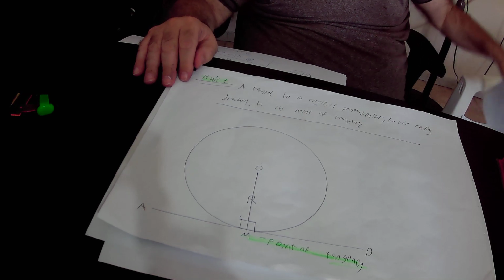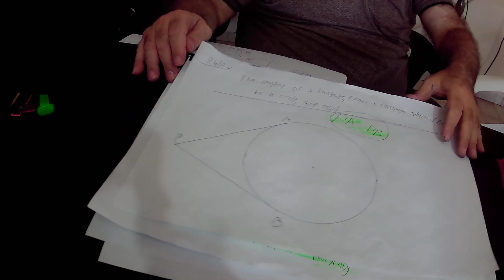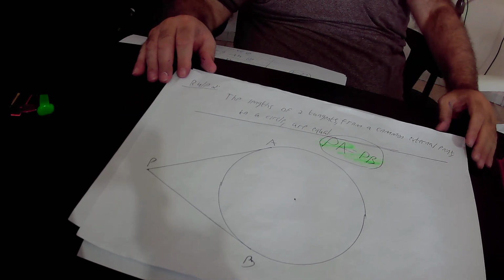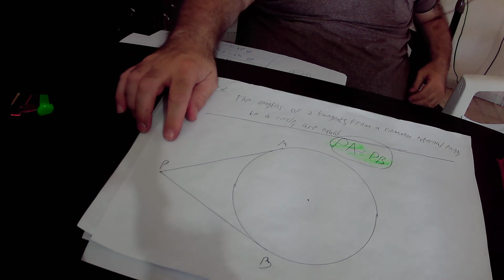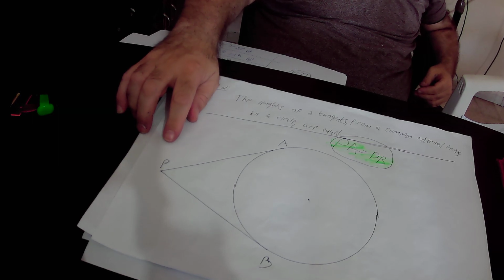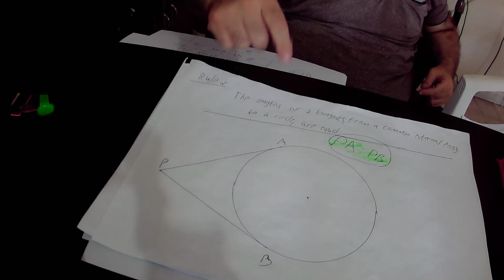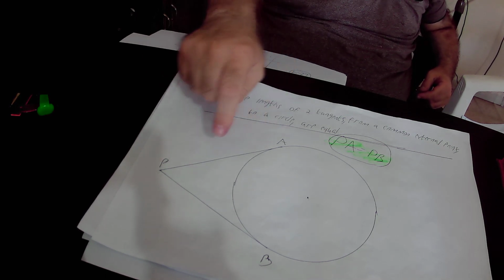Then I presented to you rule number 2. According to rule number 2, the lengths of two tangents from a common external point to a circle are equal. So here we have the common external point P. From the common external point P, we have two tangents to the circle, tangent PA and tangent PB. And according to rule number 2, they are equal to each other. That is to say, PA is equal to PB.